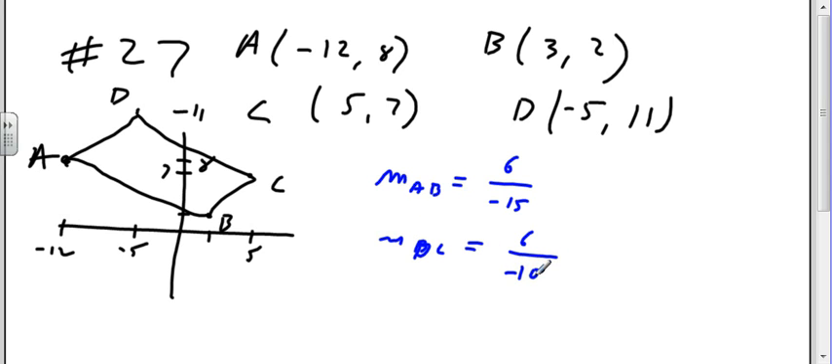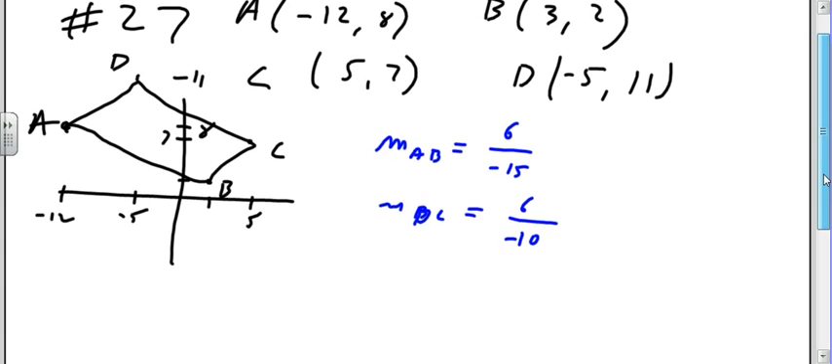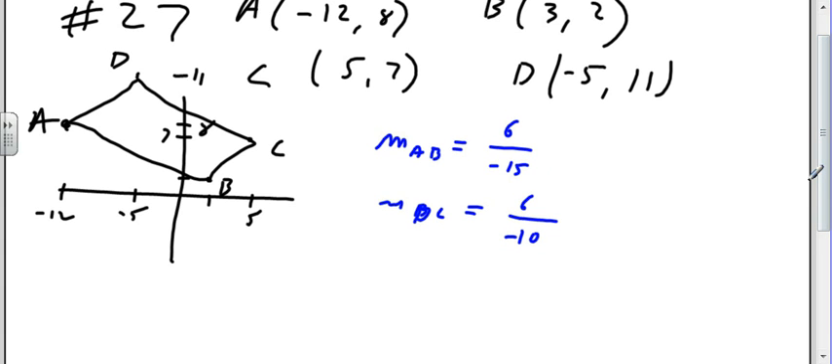So it would appear that the longer sides are not parallel. Did I do something wrong? 8 minus 2 is 6. Minus 13 minus 3 is that guy. 11 minus 7 is 6. Minus 5 is minus 10. Okay, so those sides are not parallel.